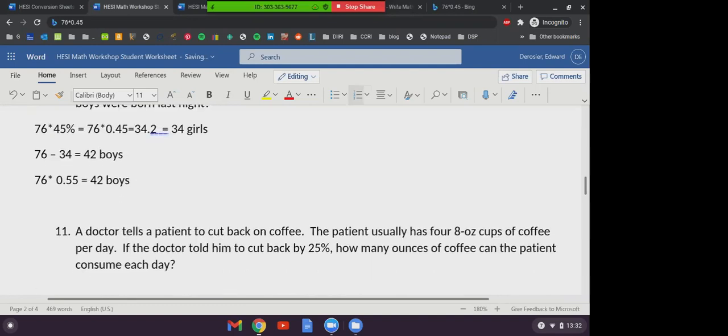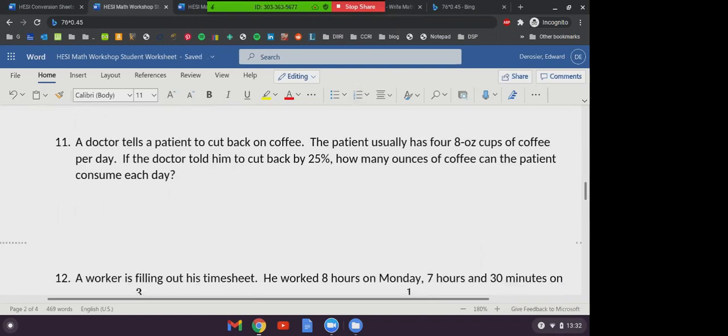All right, number 11 here says, a doctor tells the patient to cut back on coffee. The patient usually has 4 8-ounce cups of coffee per day. The doctor told him to cut back by 25%. How many ounces of coffee can the patient consume each day?